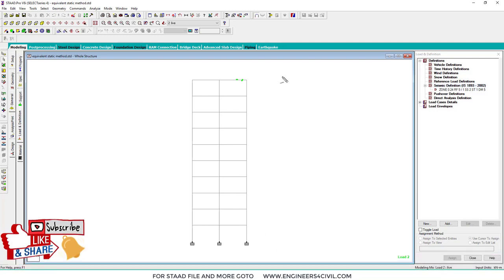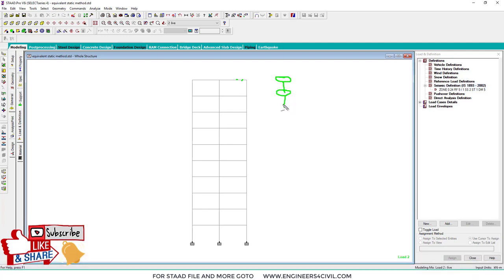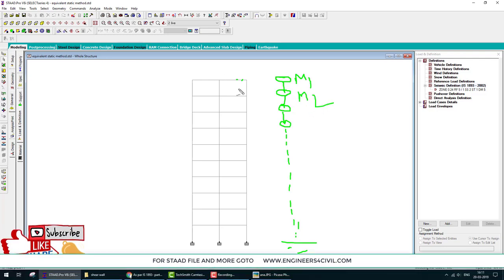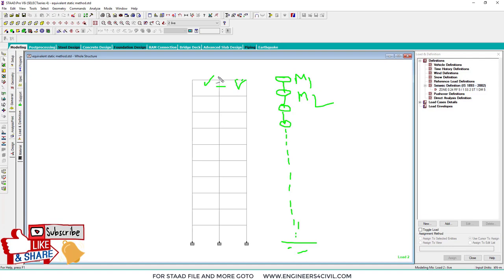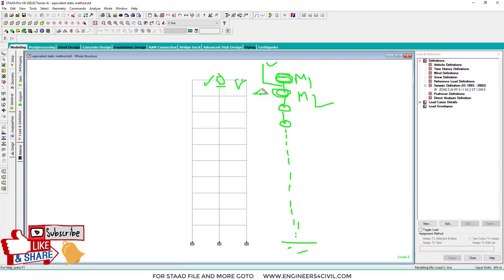Like this building, we assume this building like this, with this continuity. This is mass 1, mass 2. It means all slab, beam and column load is concentrated here, and this column is massless. This is the total mass of this floor, the mass of the total floor. For static analysis, we assume this modeling.